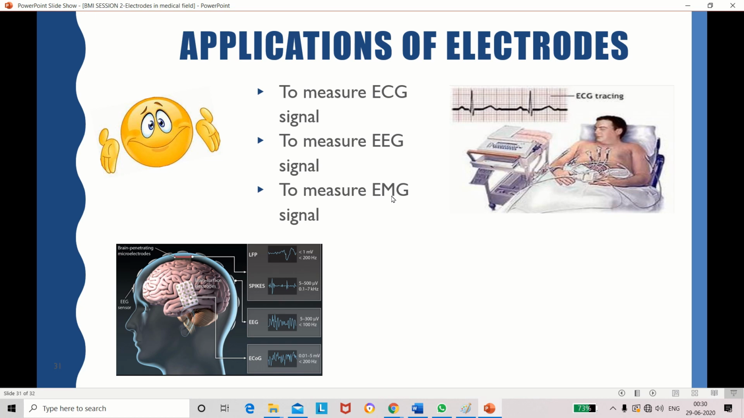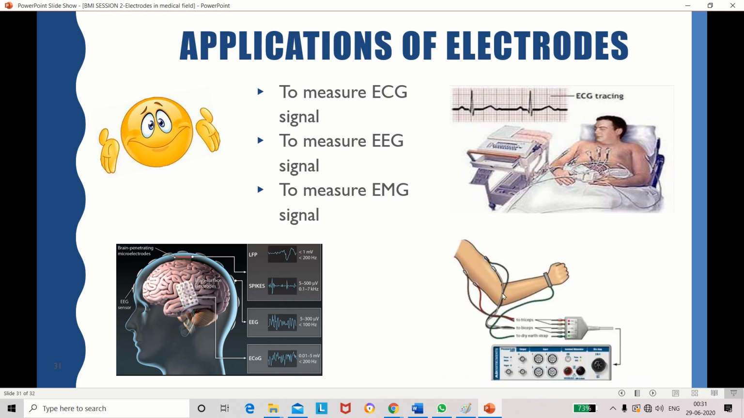Now the third application is used to measure the EMG signal. M means myo, or muscles. EMG means electromyography, and it is used to identify the condition of muscles. See this figure? Here we are fixing some electrodes to identify the activity of muscles. So these are the main three applications of electrodes. You have to remember ECG, EEG and EMG.